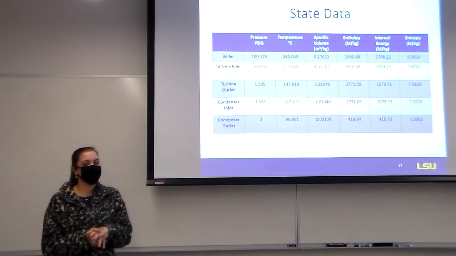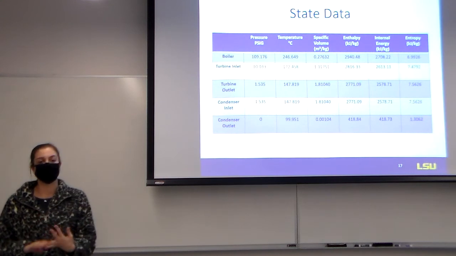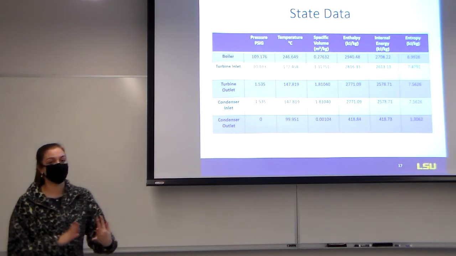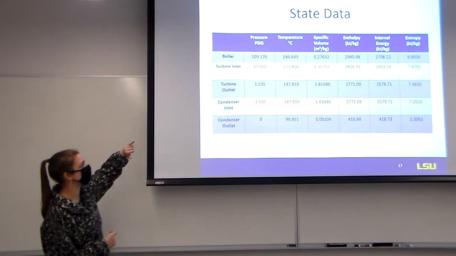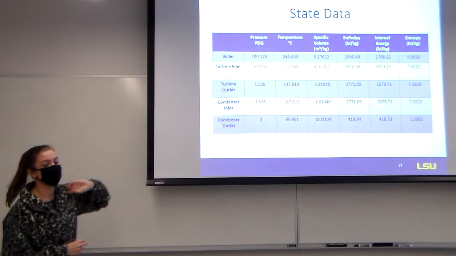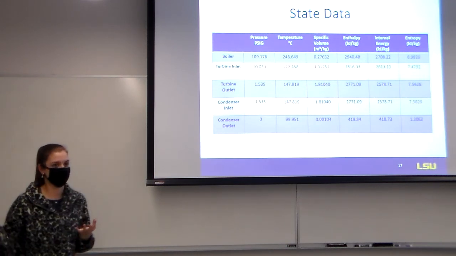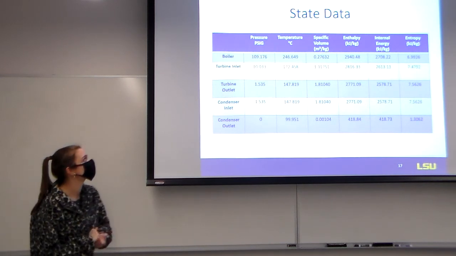Here are some state data, just at different locations: the pressure, temperature, volume, enthalpy, internal energy, and entropy at different states. You might notice the turbine outlet is equal to the condenser inlet, and the condenser outlet is also equal to atmospheric because it was being expelled to the atmosphere. These are some assumptions that we had to make when doing calculations.